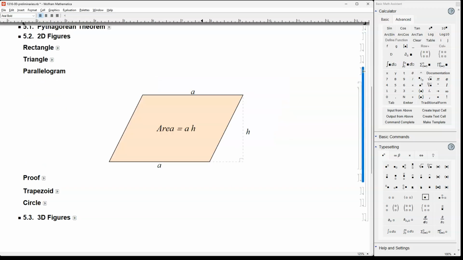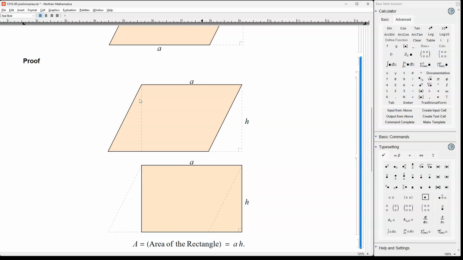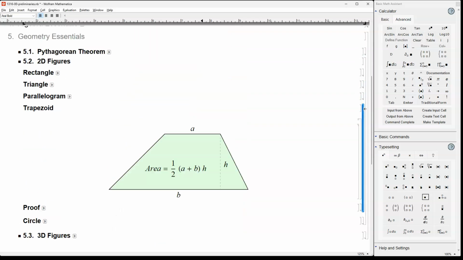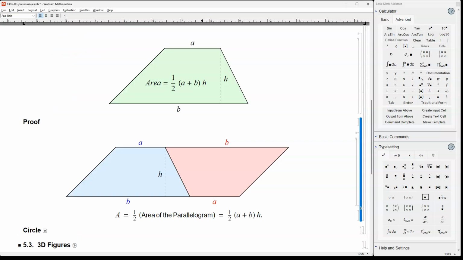Parallelogram, the area is base times height. And the proof, well, cut off and then paste it, and then you get a rectangle. Trapezoid, 1/2 times a plus b times height. And then you can prove it by patching together a copy and then getting half of the area of this parallelogram.